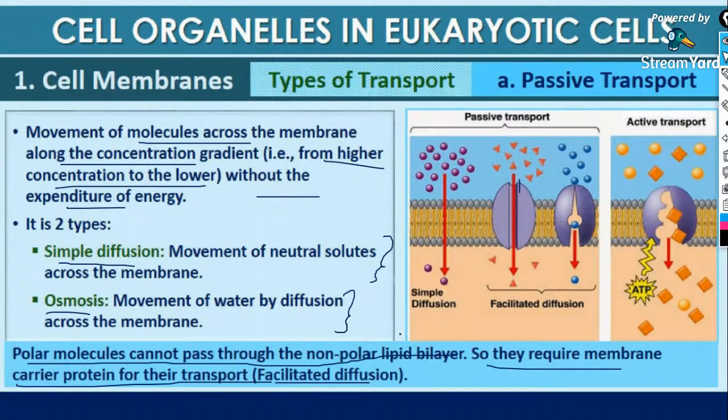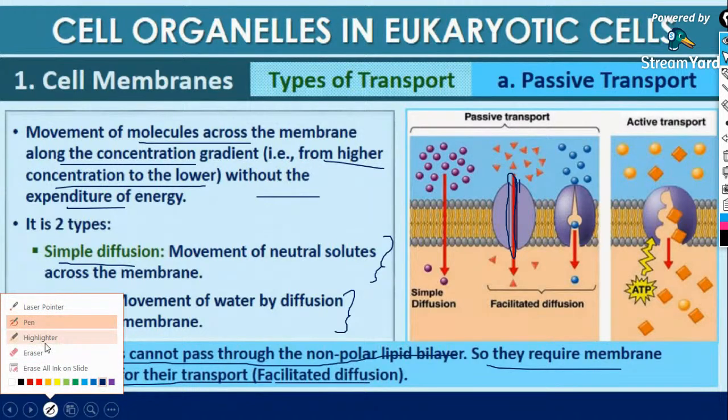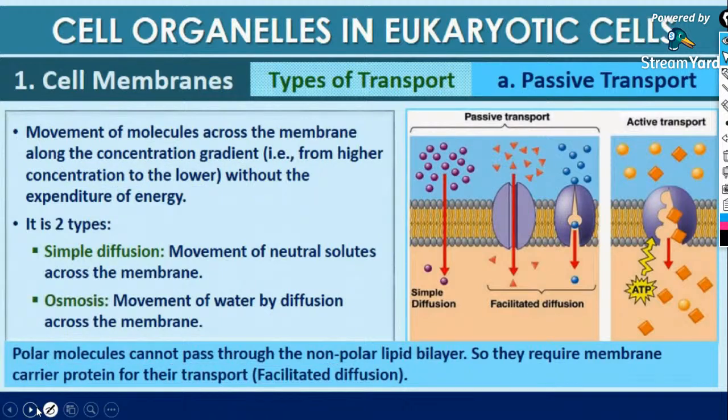So polar molecules require a specialized protein for their transport along the non-polar lipid bilayer, and that is what is known as facilitated diffusion. That is, polar molecules passing through a non-polar lipid bilayer require a specific protein, and that mode of transport with the help of a specialized protein is known as facilitated diffusion.